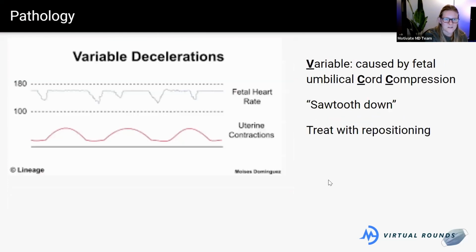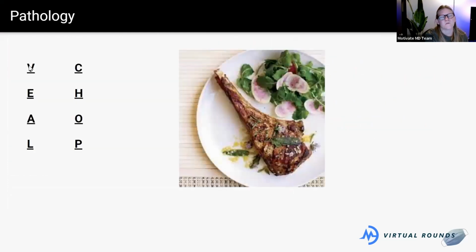I'm just going to go back to show you guys the VEAL CHOP again. So whenever I have a heart rate strip in front of me, I write down VEAL CHOP in this way, and it helps remind me what I'm looking for.